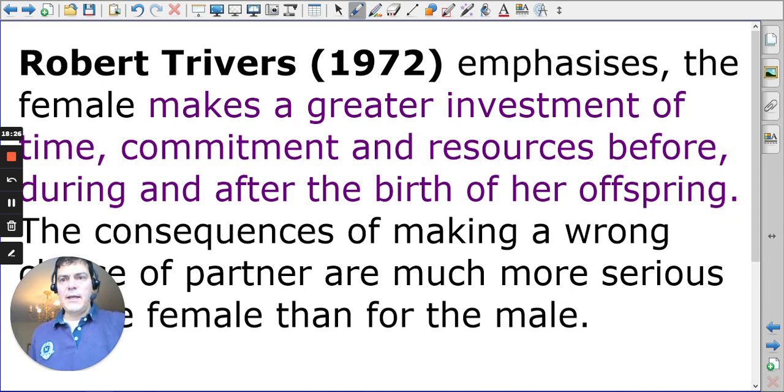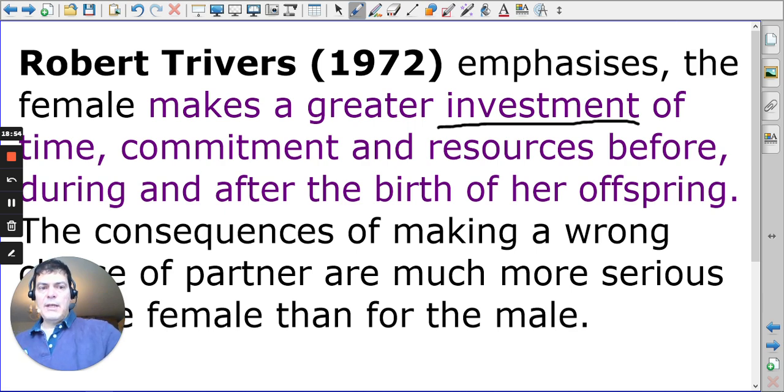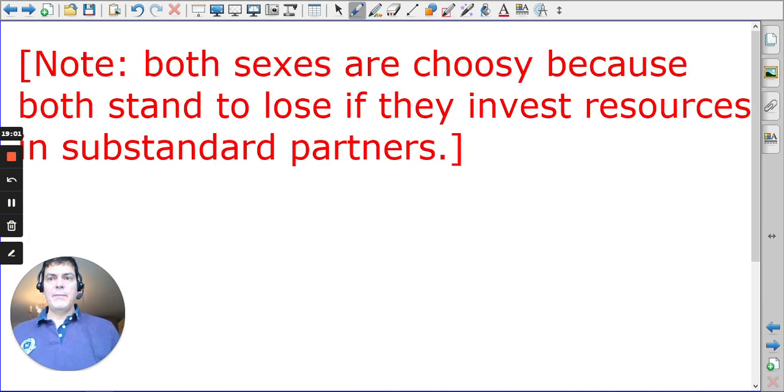Another way to view this is called an investment model. This is linked to the whole idea that the ovary is precious. We produce this special thing within the human body, and we need to make sure we invest time and commitment into raising that particular child. So it says here the consequences of making the wrong choice are much more serious for a female than for a male, and therefore intersexual selection comes into play.